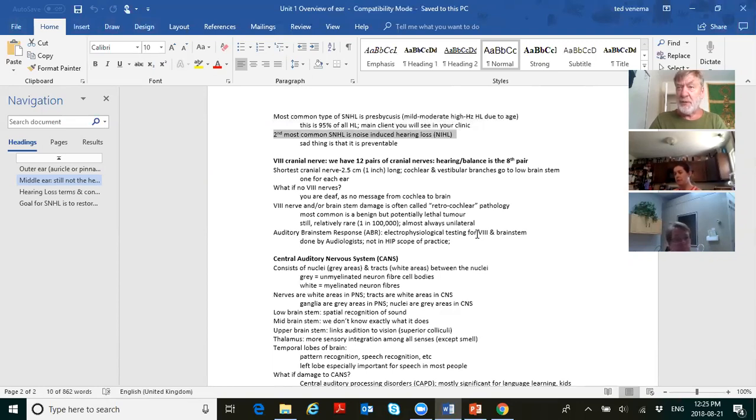Aging, you can't prevent it. We all get better with age. I like to compare it with wine. You get better with age, but you tend to lose hearing, okay? Noise-induced hearing loss is the second most common type of sensory neural hearing loss. Not conductive, sensory neural. It kills off hair cells, okay? No, it's permanent, can't fix it, nothing you can do.